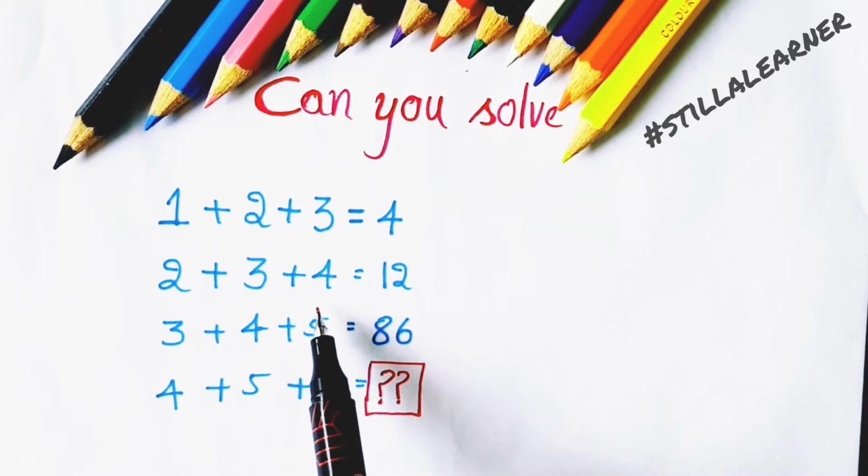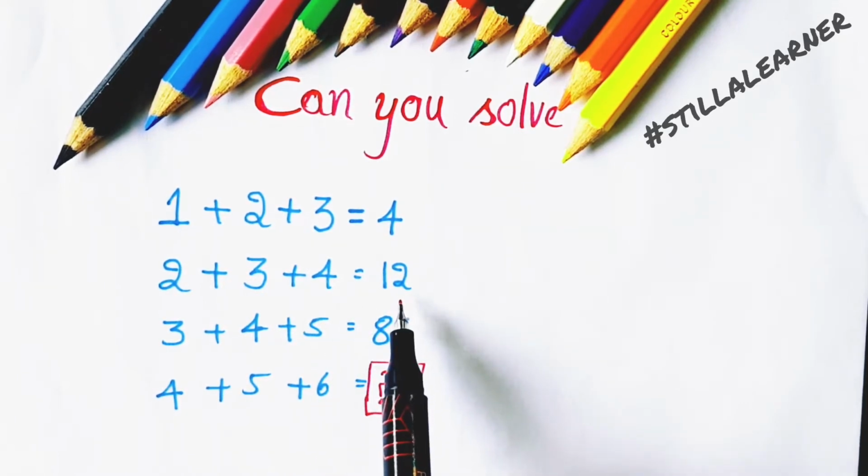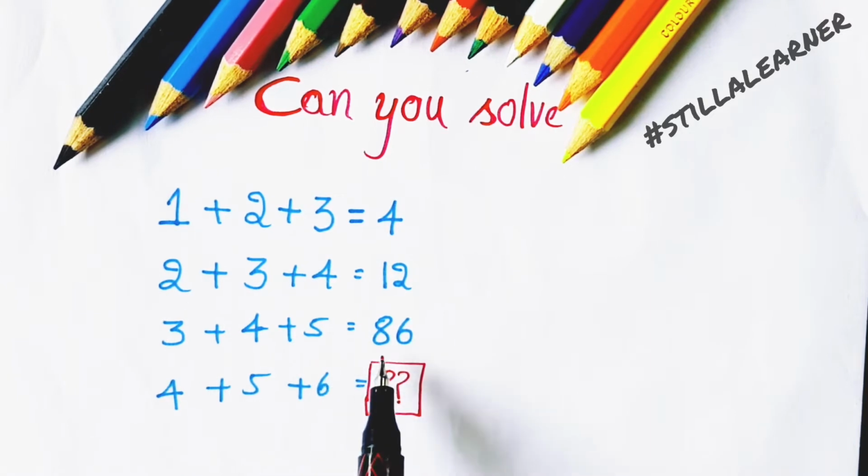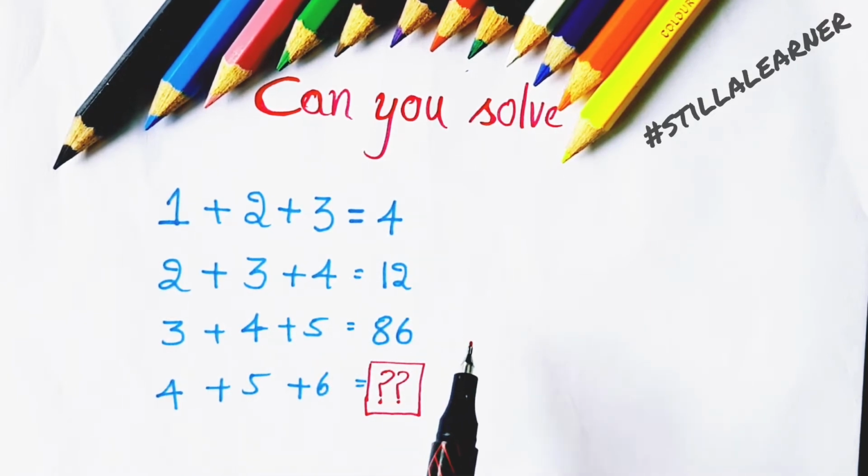Let's see the second one. 2 plus 3 plus 4 is equal to 9. Here if we minus 3, we'll get 6. So this formula will not be applicable. We have to shift to another one.